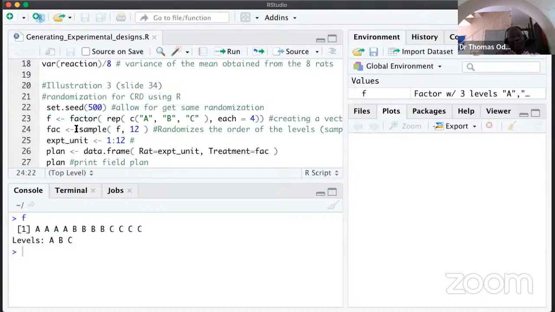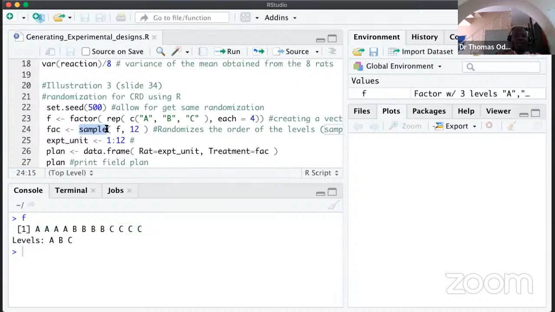So we now have this A, B, B, B, B, B, B, B, C, C, C, C. So what we have here is that each observation, each treatment is replicated 4 times. So what we want to do then is assign each of these 4 replicates to the different experimental units that we have. So we're going to create this. This is a randomization process.